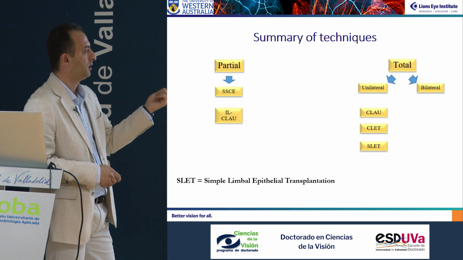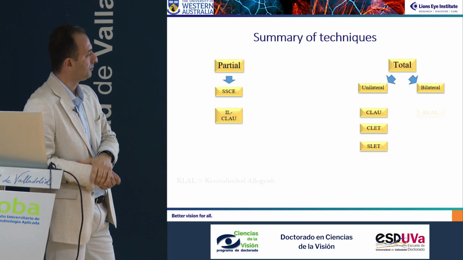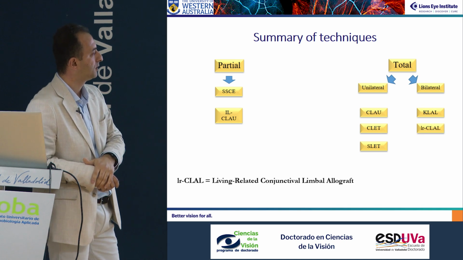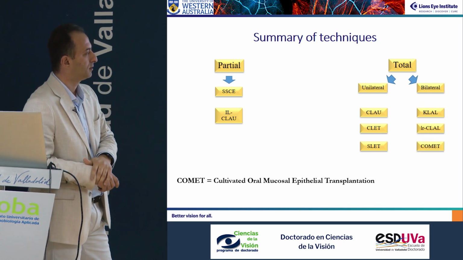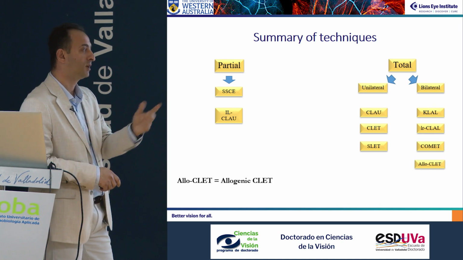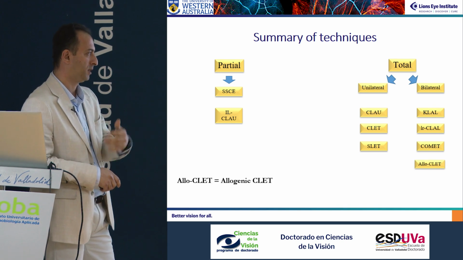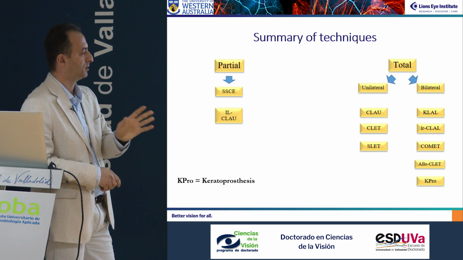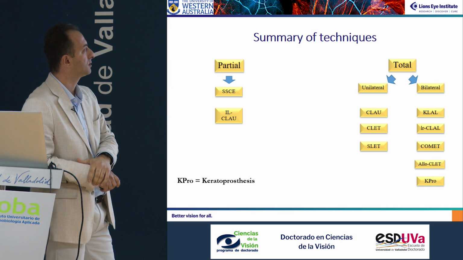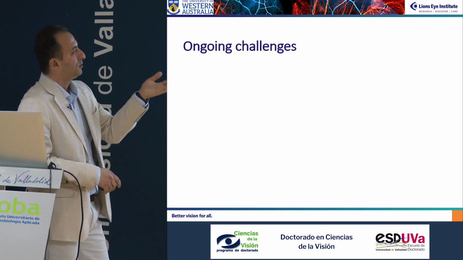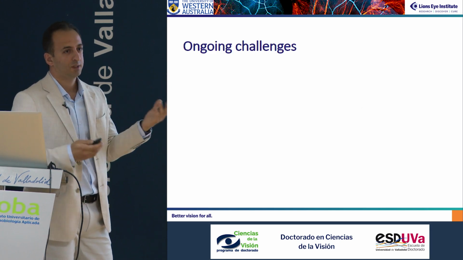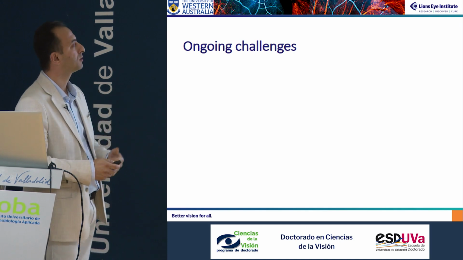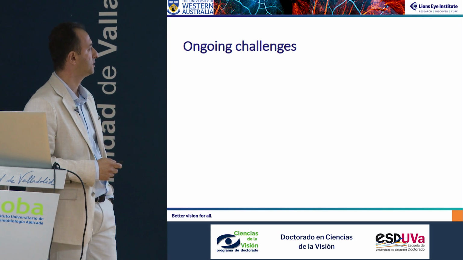So CLET could be ex vivo or in vivo. And if it's bilateral, the first option was keratolimbal allograft, then living related, and COMET. Alloclet is another option. Again, I've never done that. And keratoprosthesis is the last option in all of these cases. But you see, we have lots of options, but we're still not quite there. So we still need more methods for treating limbal stem cell deficiency.